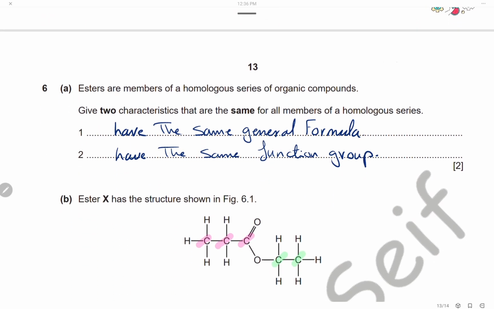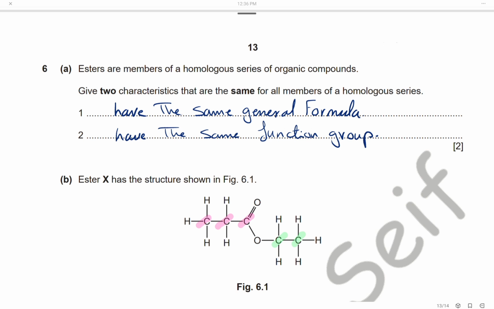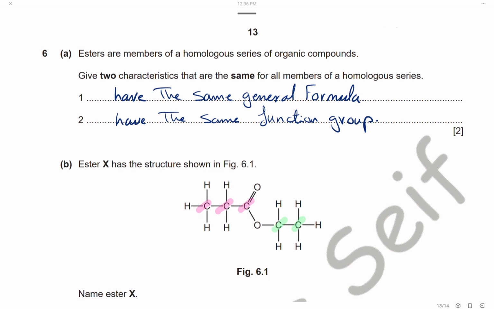Question 6. Esters are members of a homologous series of organic compounds. Give 2 characteristics that are the same for all the members of the homologous series. We have many characteristics for a homologous series. We can write any 2. They have the same general formula or the same functional group.